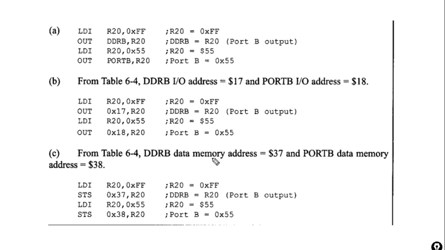When the same task is done using the LDS and STS instructions, you can see that the address is changed because now the offset 32, which is hexadecimal 20, is added. That is why 17 is converted into 37 and 18 is converted into 38.